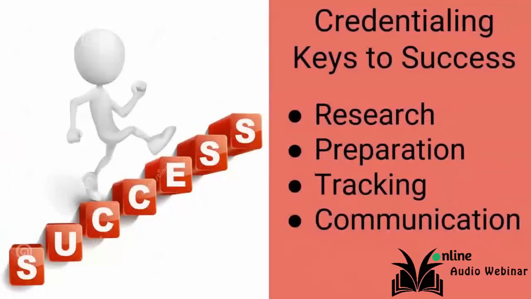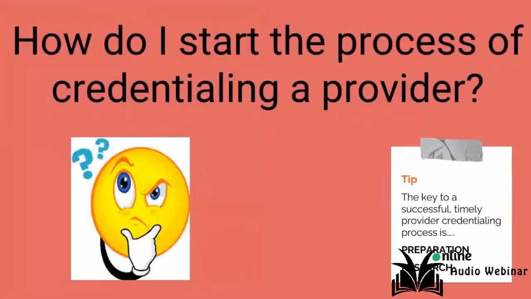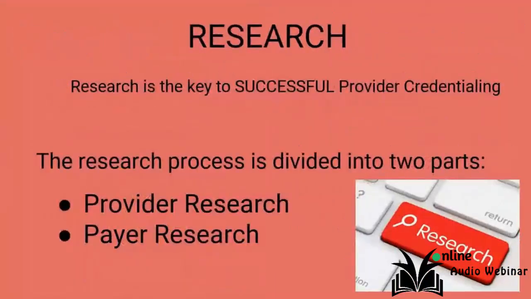The credentialing keys to success can be broken down into 4 ways: research, preparation, tracking, and communication. How do I start the process of credentialing a provider? The very first thing is research. Research is the key to successful provider credentialing. The research process is divided into 2 parts: your provider research and your payer research.